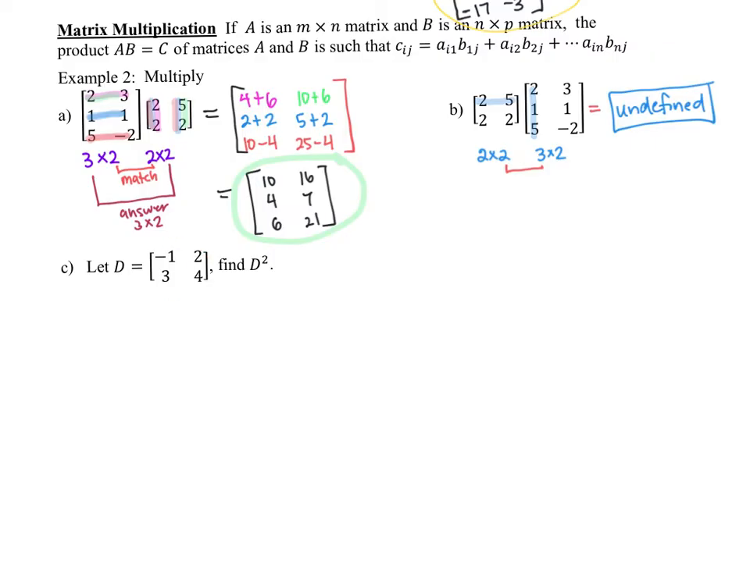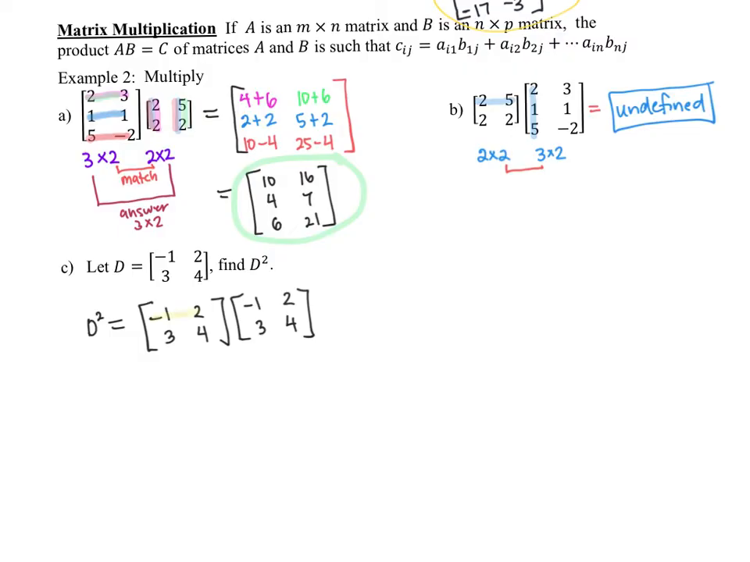Okay, the third example of matrix multiplication, it says D equals this matrix. Find D squared. Okay, if I want D squared, I'm just doing D times D. So I'm going to write out D times D and then do matrix multiplication on it. These are 2 by 2 by 2 by 2, so this should work out. And again, I'm going to go row by column and then find the sum.